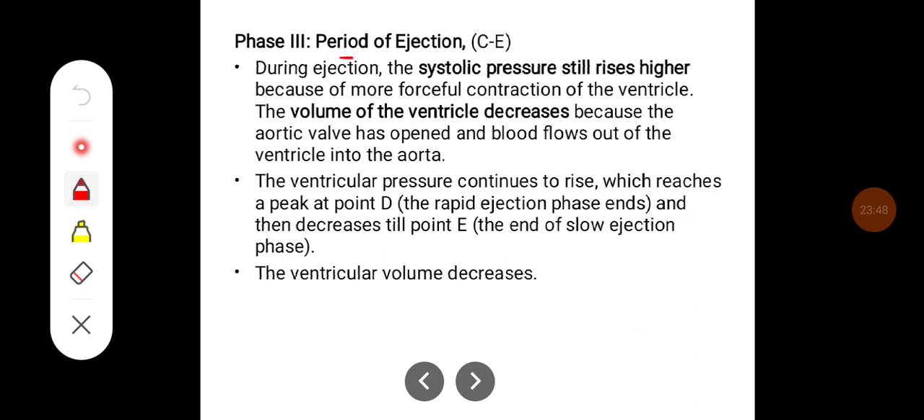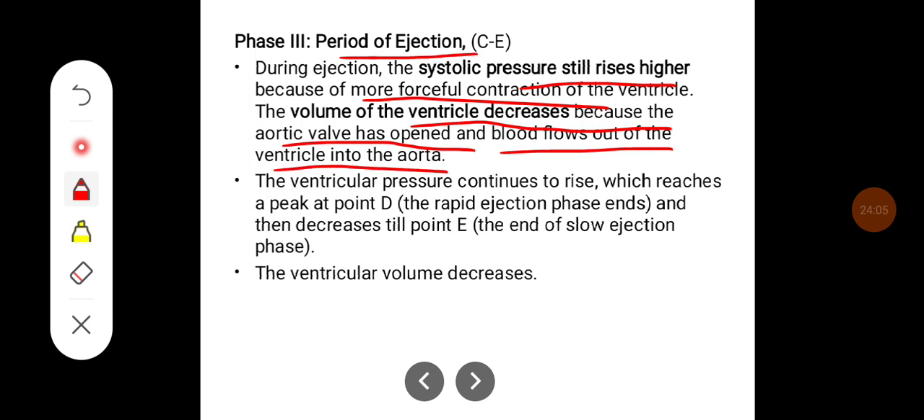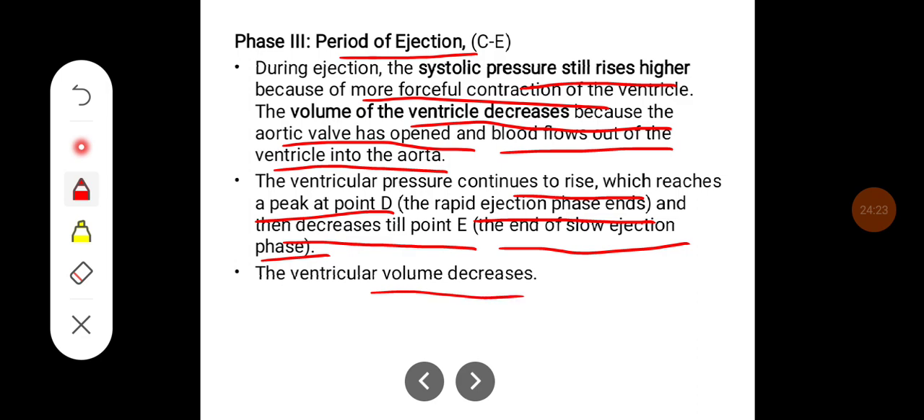Phase 3 is the period of ejection, that is C to E. During ejection, systolic pressure still rises higher because of more forceful contraction of the ventricle. The volume of the ventricle decreases because the aortic valve has opened and the blood flows out of the ventricle into the aorta. The ventricular pressure continues to rise, which reaches a peak at point D. The rapid ejection phase ends and then pressure decreases till point E, the end of the slow ejection phase. The ventricular volume decreases here.